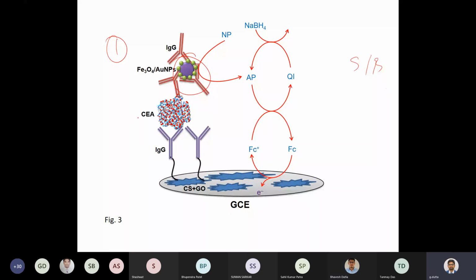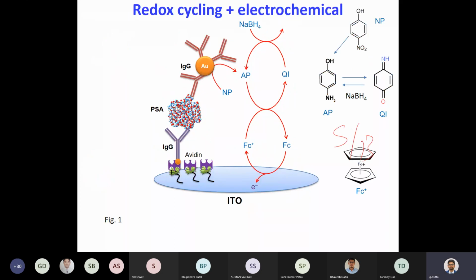Bhavesh? Yes, sir. This is the number one. Now number two. Number two is this. See the surface modification. So here, how do we modify the surface?